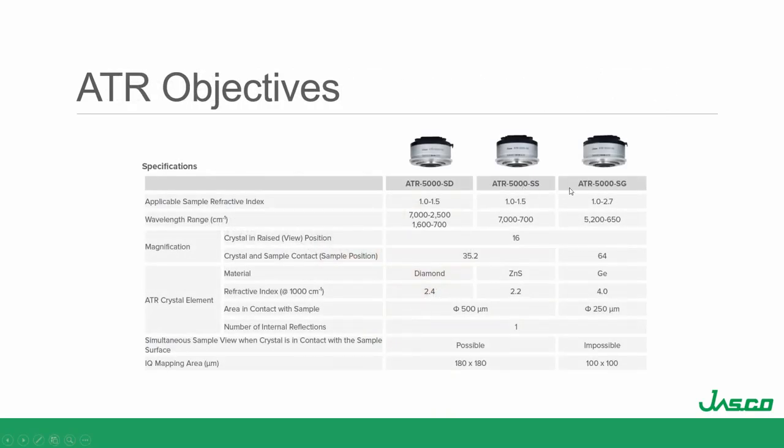These are three examples of different ATR objectives you could have. This is diamond, this is zinc selenide, and this is germanium. I'll talk about when to select which a little bit later. The refractive index is fairly low for the silicon, the zinc selenide, and the diamond compared to the germanium. What that means is that this is going to have a lot lower penetration depth.